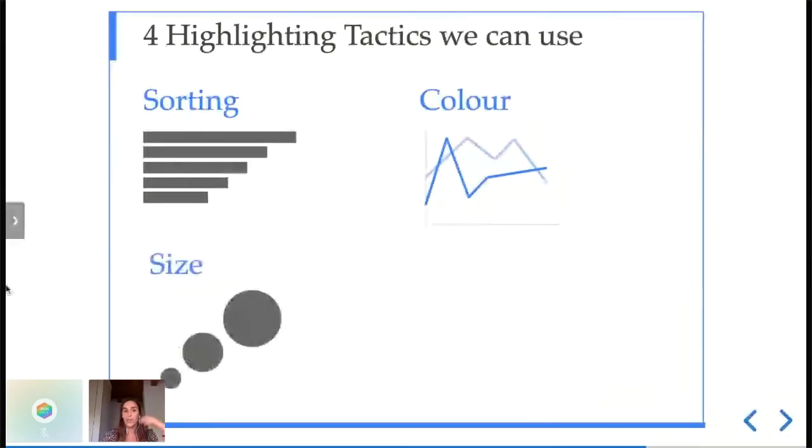Then we have size, also a very easy way to distinguish the importance and to guide your audience. Of course, the thing that is bigger will be very fast to see, and the thing that is smaller will be detected as the smallest one. And we will also do an exercise on this.